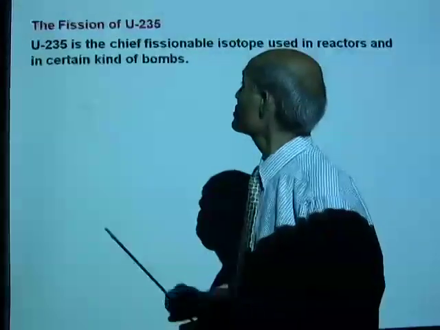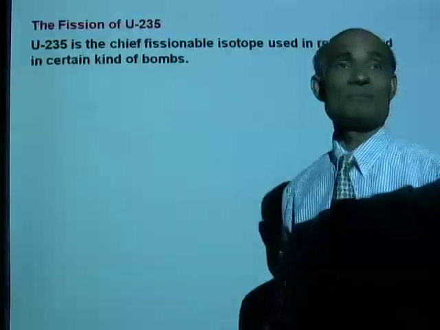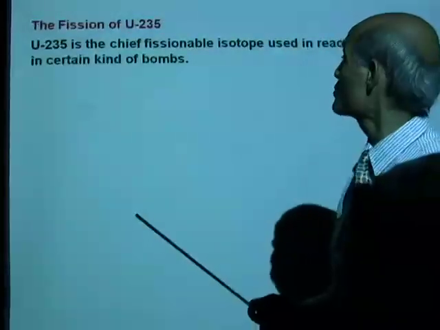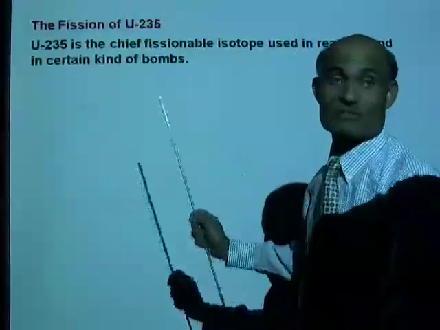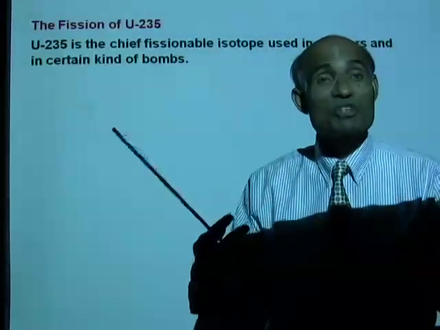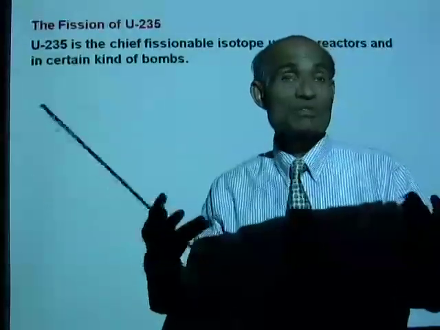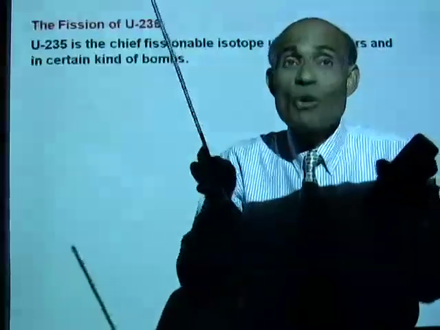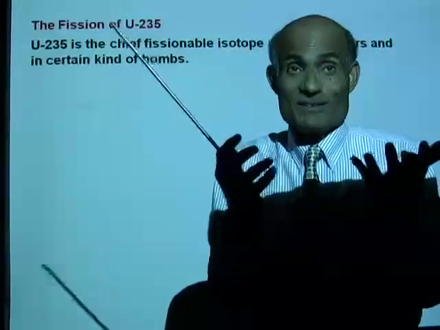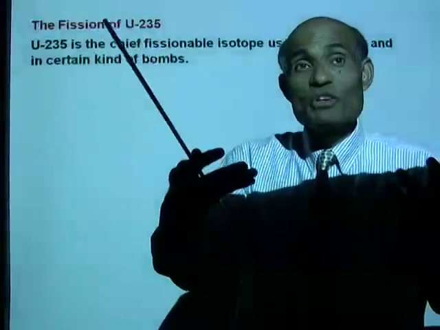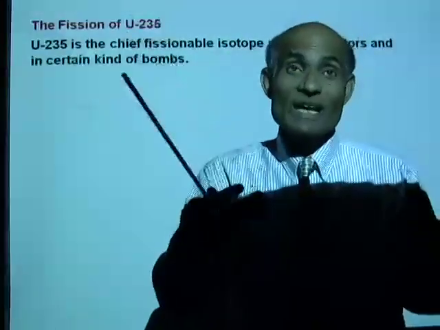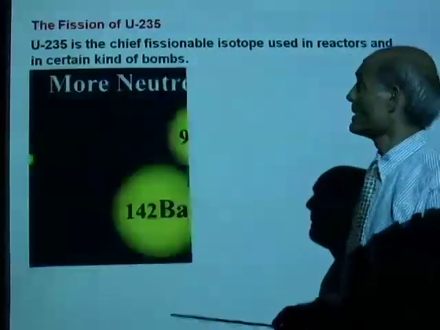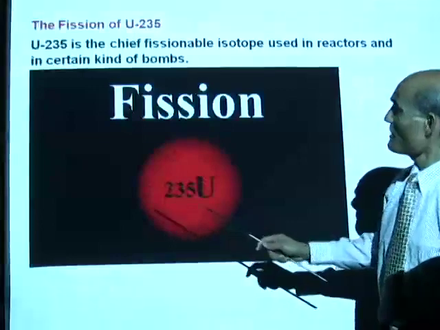Now let's look at the fission of uranium-235. Uranium-235 is the chief fissionable isotope used in reactors. Well, in order to produce atomic energy, we build reactors. What is a reactor? We will talk about that later. A reactor is a controlled environment where fission is allowed to proceed, that can be controlled so that energy can be produced and used. Now, here we have an animation.